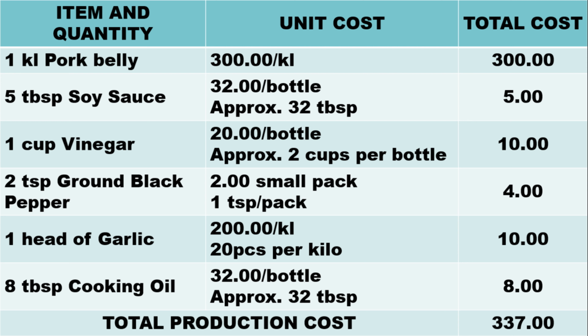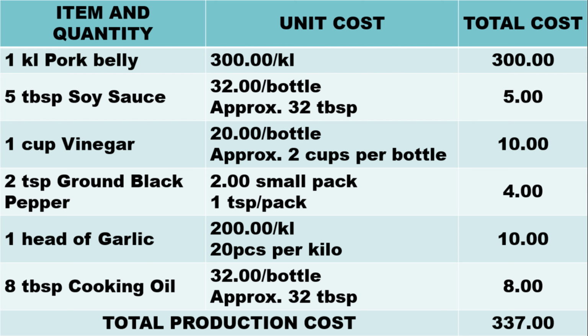5 tablespoons of soy sauce. 32 pesos per bottle. Approximately, you're going to use 32 tablespoons. The total cost is 5 pesos. 1 cup vinegar. The unit cost is 20 pesos per bottle. Approximately 2 cups per bottle. The total cost is 10 pesos.